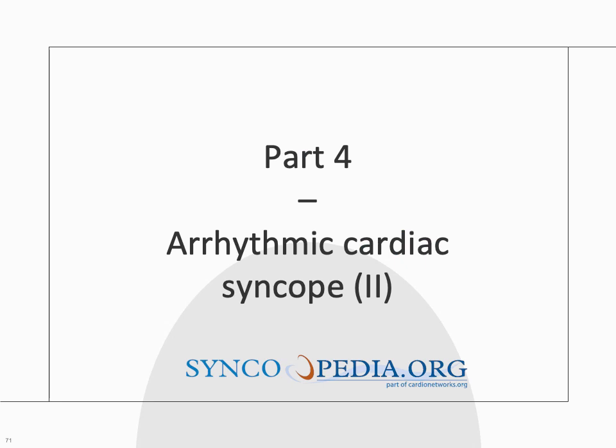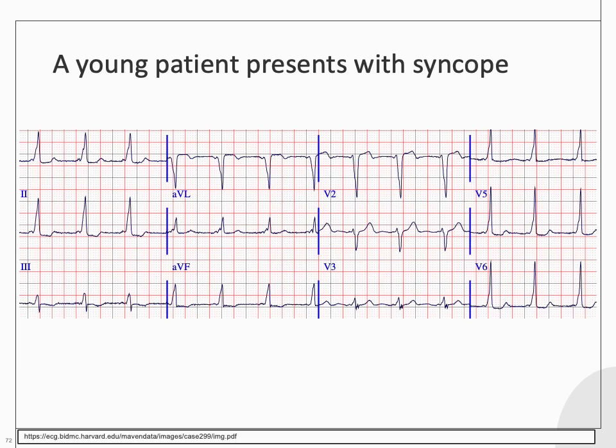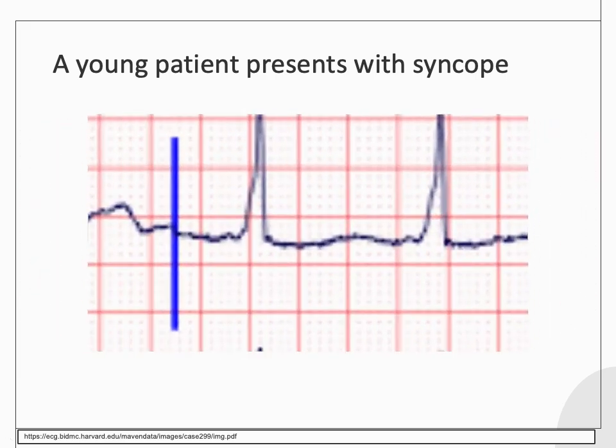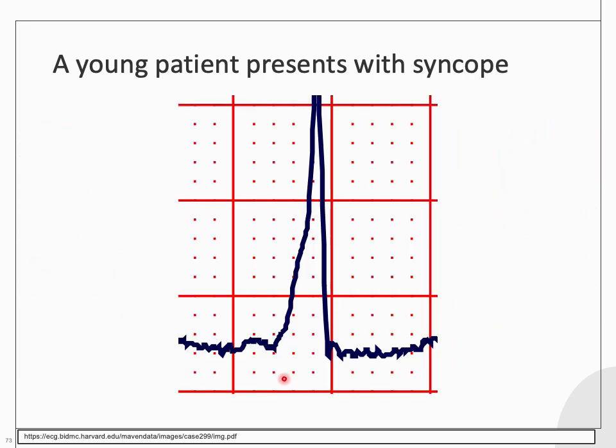In this last part, we will examine a few more causes of arrhythmic syncope. This young patient presented with syncope. Why might that be? Pause the video and have a look for yourself. You can see that the QRS begins very shortly after the P wave, giving an apparent shortening of the PR interval.